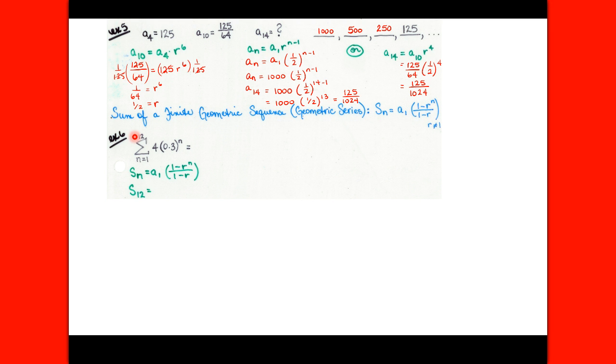I don't even have any numbers. How am I supposed to tell if it's geometric? Okay, let's get some numbers. Let's go through and plug in 1, plug in 2, plug in 3, plug in 4, whatever you need to. Plug in some numbers so we can get some terms, and we can see, are they arithmetic, are they geometric? What are they? What am I working with?